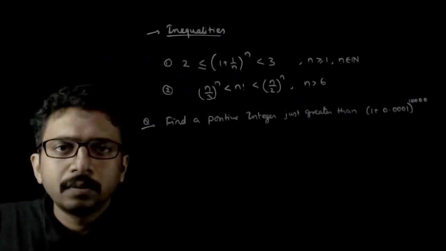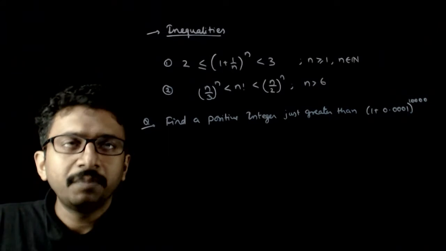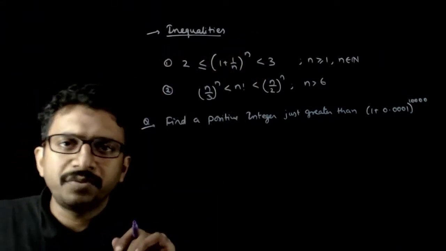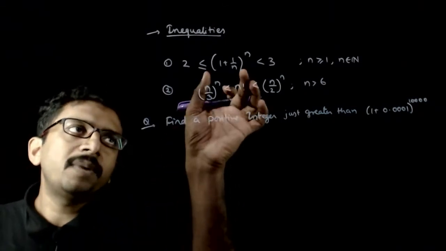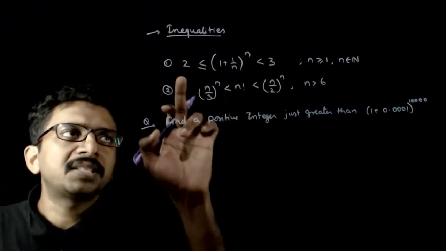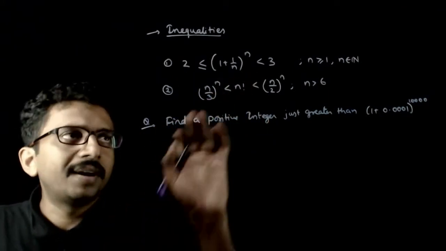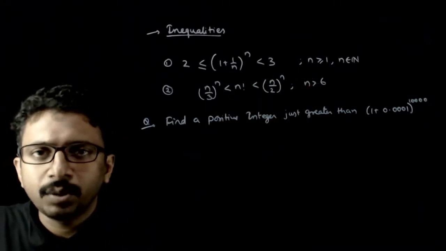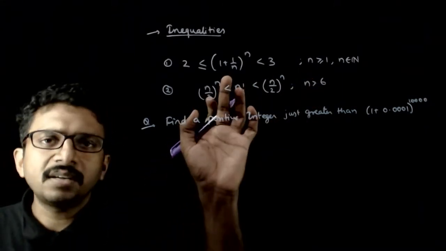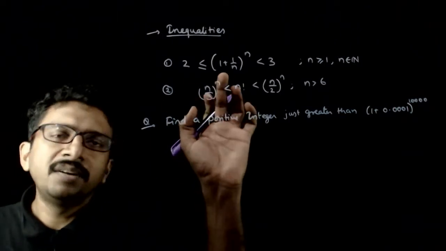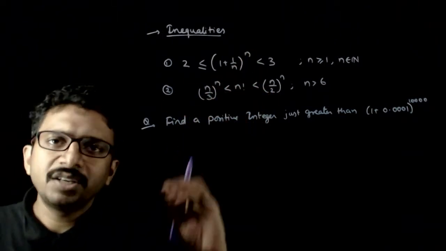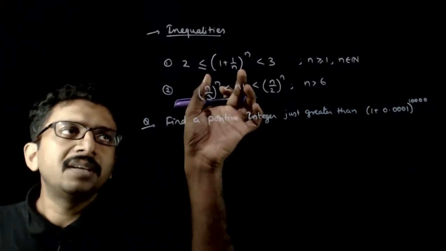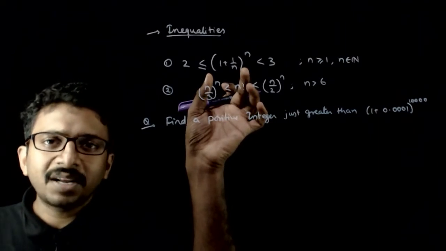So the next type of questions in binomial theorem involves inequalities. In this type of questions, you have two important results which we need to remember. The first is 1 plus 1 by n whole power n will always lie between 2 and 3 for all n greater than or equal to 1. So we know this result from our limits chapter. As n tends to infinity, 1 plus 1 by n whole power n tends to e, that is 2.718 something. The least number comes when n is equal to 1.